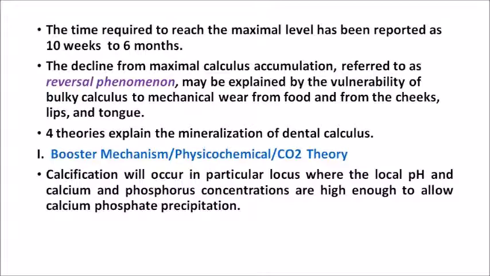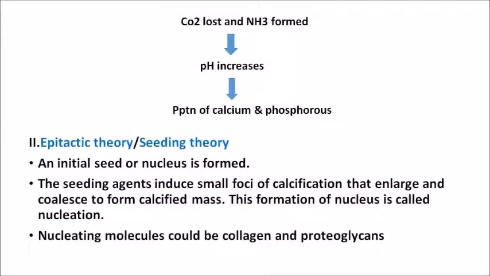Next important thing about calculus is the theories of mineralization of calculus. There are 4 theories proposed. The first one is called booster mechanism, physicochemical theory, or carbon dioxide theory. The theory says that calcification occurs when local pH and calcium phosphorus concentration are high enough to precipitate calcium phosphate. So why is this called carbon dioxide theory? Because it is proposed that carbon dioxide is lost from a particular area and ammonium starts forming in that area.